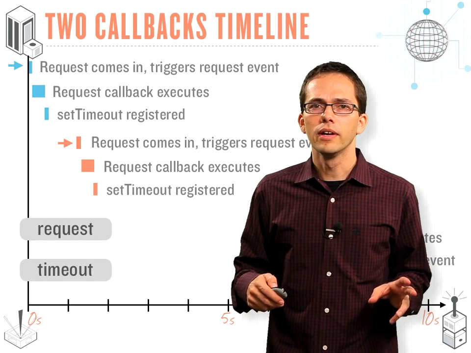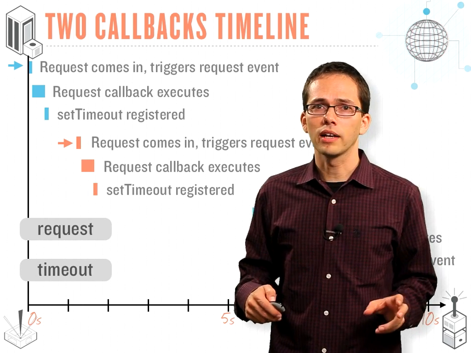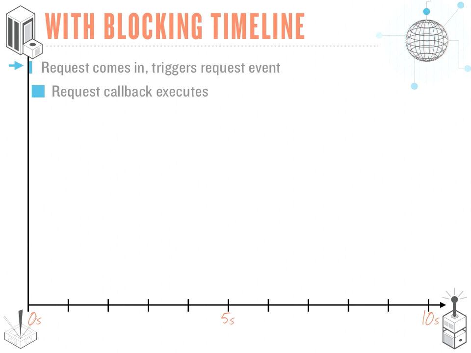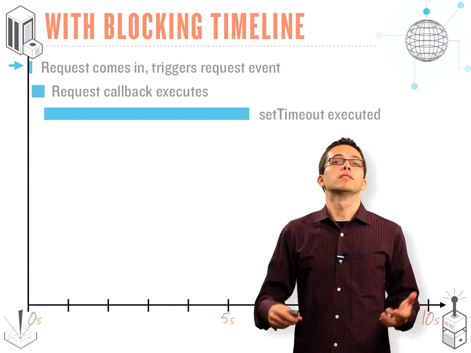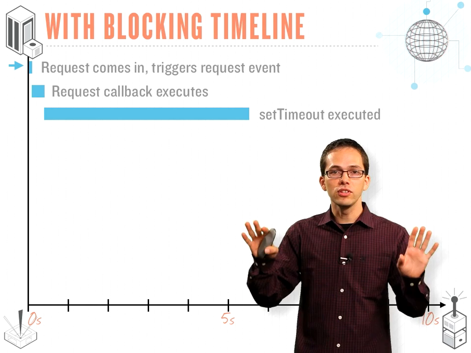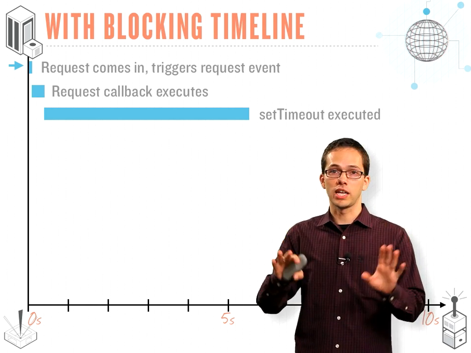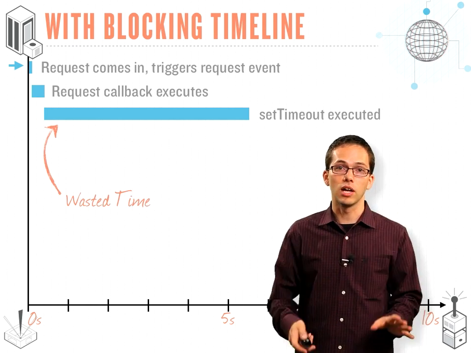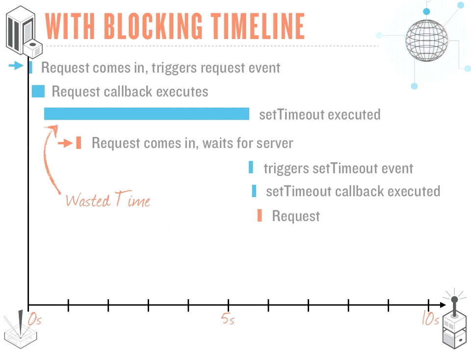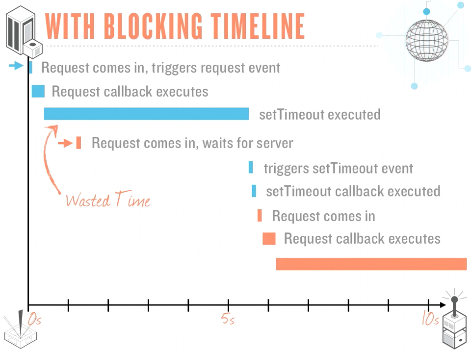What would this look like, though, if that set timeout was blocking? Well, let's try it. So a request comes in, the request callback executes, and the set timeout locks the world, right? It stops the world, and nothing else can execute on this process while we are on a timeout. It is officially blocked. So if a request tries to come in, well, it just has to wait for the server to get unlocked. Once it is unblocked, it'll trigger the set timeout event, and so on and so forth, and the second request gets to lock the server again.